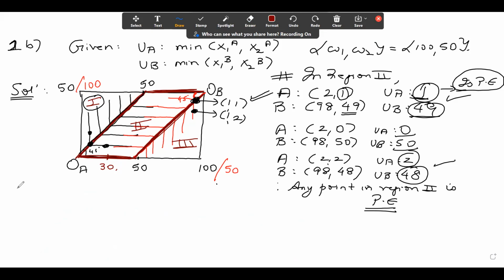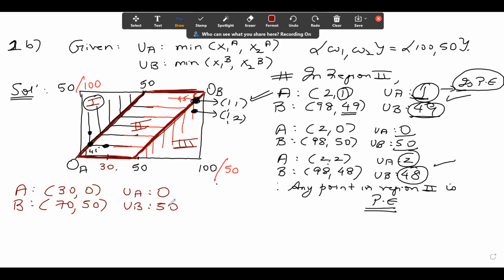So I take a point. Suppose A has 30,0, and suppose B has the remaining, which is 70,50. What is the utility A gets? 0. What is the utility B gets? Min of 70,50, which is 50. Try to make one of the parties better off.